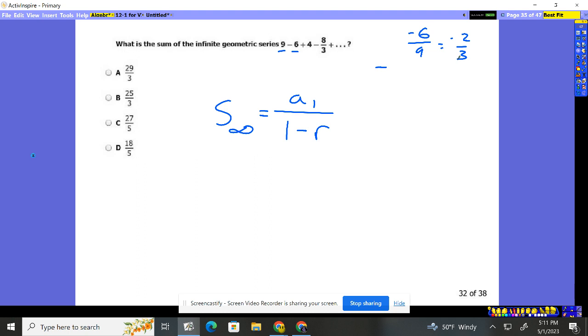9 times negative 2/3 is negative 6. Negative 6 times negative 2/3 is positive 4. Positive 4 times negative 2/3 is negative 8/3. It just keeps going. They want us to sum all these up. We've got to know this formula, though. Otherwise, we can't do it.